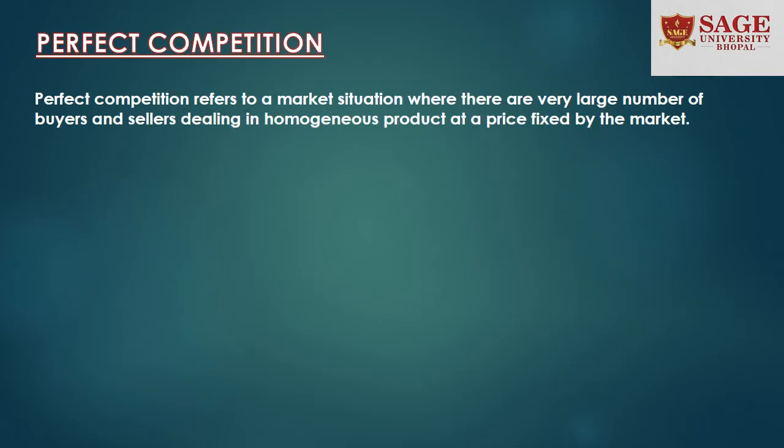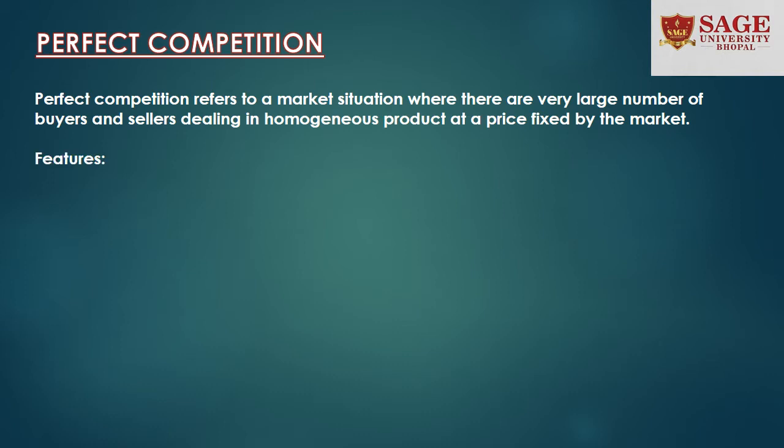Perfect competition. Perfect competition refers to a market situation where there are very large number of buyers and sellers dealing in a homogeneous product at a price fixed by the market. In the perfectly competitive market, sellers sell a homogeneous product at a single uniform price. The price is not determined by a particular firm but by the industry. We can take an example of a market for agricultural goods like wheat and rice. In case of wheat, there are numerous buyers and sellers. As a result, no buyer and seller can significantly affect the market price of wheat.